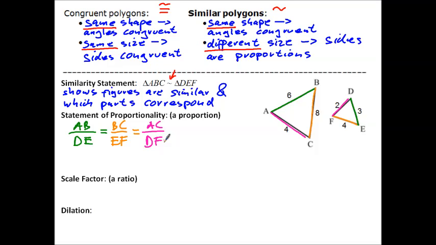Now, when we use letters, that's not quite as clear. So let's look back and use the side lengths of these 6 different segments. AB is 6. 6 over 3 has to be equal to 8 over 4, which has to be equal to 4 over 2. Now we can simplify these three fractions. Right now they don't quite look the same, but if we simplify them, we get 2 over 1, which is equal to 2 over 1, which is equal to 2 over 1. And that's what we wanted to prove and wanted to see. So our statement of proportionality shows the ratios of the corresponding side lengths.